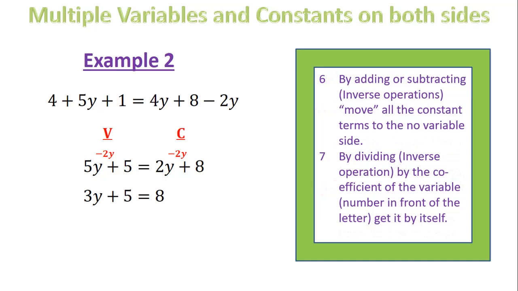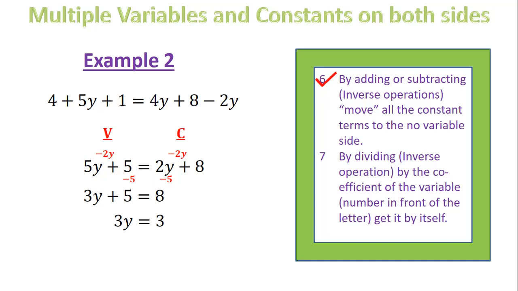Let's bring in our last two steps. Step 6. By adding or subtracting, move all the constant terms to the no variable side. In other words, what I need to do is move my plus 5 to that side, to the right-hand side. Now, by adding or subtracting, so to get rid of a plus 5, I subtract 5 from both sides. That gives me 3y, and then plus 5 minus 5 disappears, equals, and 8 minus 5 is 3. And that is step 6.